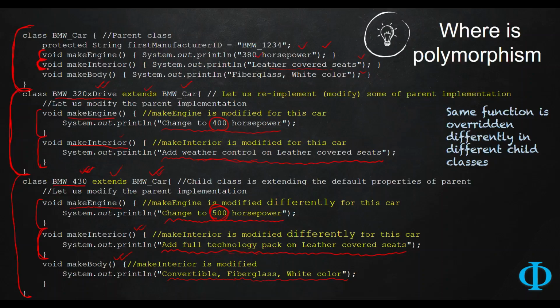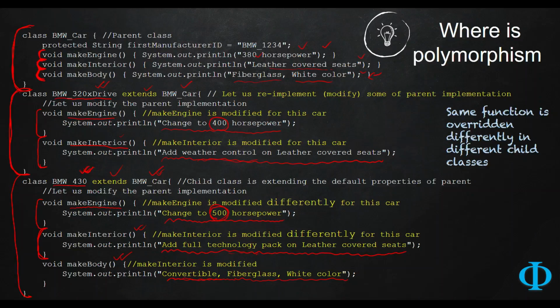And on the other hand, the final make body function has been implemented in the default class with just fiberglass and white color. BMW 320 xDrive decided to go with the default implementation, so it did not re-implement or override it. However, the BMW 430 class decided to re-implement it in its own way and added a convertible feature on top of the default behavior.